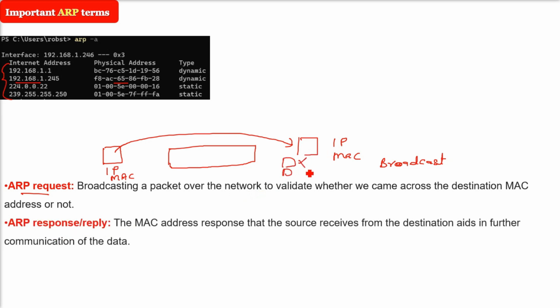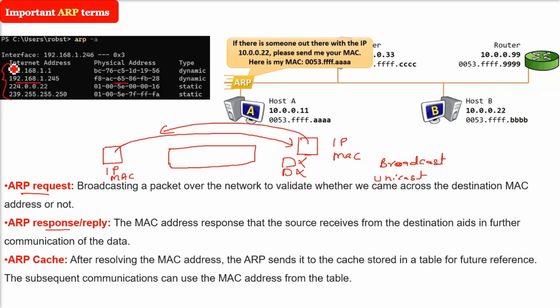Once it is done, the ARP response or reply is the MAC address response that the source received from the destination, which aids in further communication of the data. That is, the unicasting will be done from the destination to the source, saying: this is what you wanted, my MAC address, take the MAC address.